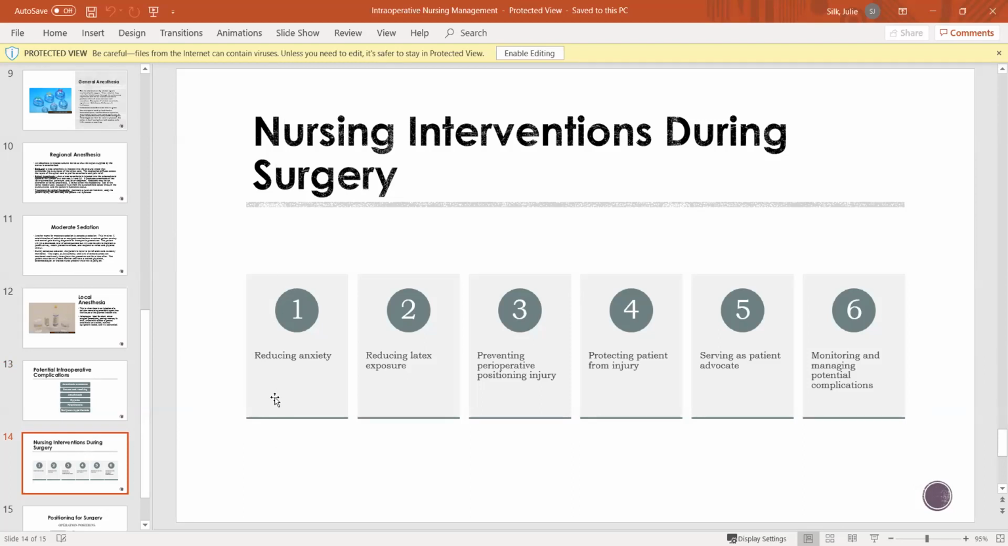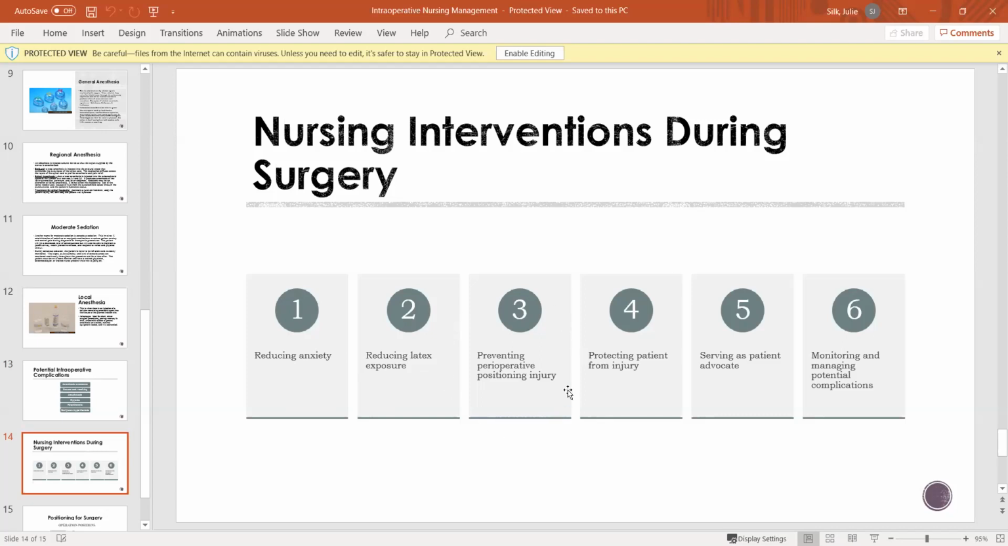So, you try to say, hey, I'm going to be there with you throughout the surgery. I'll be monitoring you really closely. I'm not going to leave you. Everything's going to be fine. That type of thing. Reducing latex exposure. If someone has a latex allergy, that needs to be all over the chart and everywhere, so everyone knows. If you know this ahead of time, you can plan for it and make sure that you don't have any latex products anywhere near them.